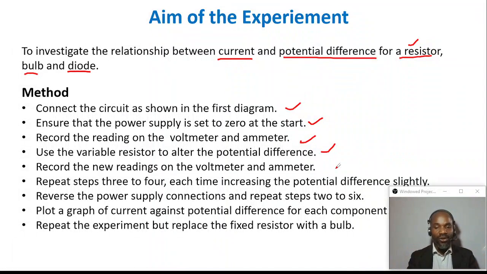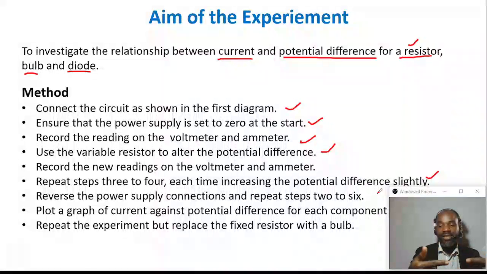When that is done, the next step is we begin to repeat. We repeat steps 3 to 4, each time increasing the potential difference slightly, not much, right? Then after that we reverse the power supply. The power supply connections have to be reversed.